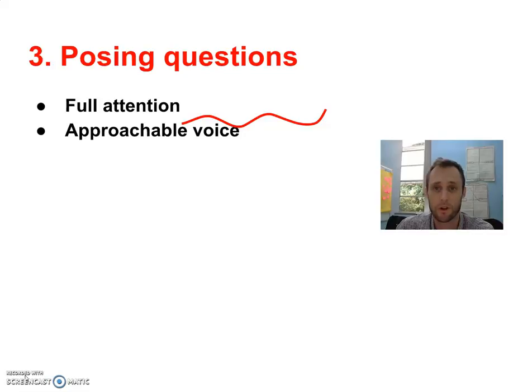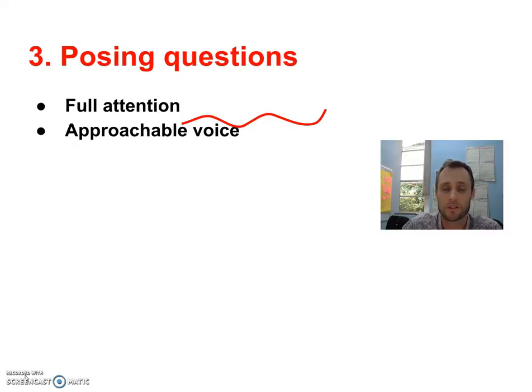An approachable voice is the opposite of the voice that you would use when giving instructions or commands. So, for example, get your books out, please sit down, please come to room 203 at 3 o'clock. Those commands or instructions are all given in a very flat voice. You're not wanting people to inquire into them or enter into a conversation or provide any feedback on that. You just want them to do it. Whereas with a question, you really need to be more inviting in your tone.